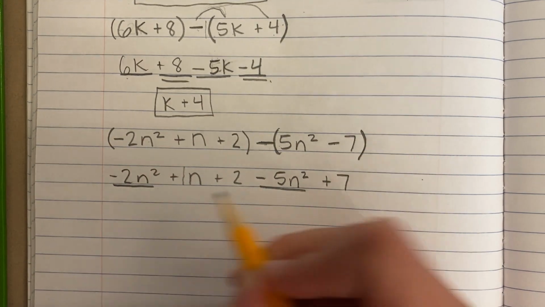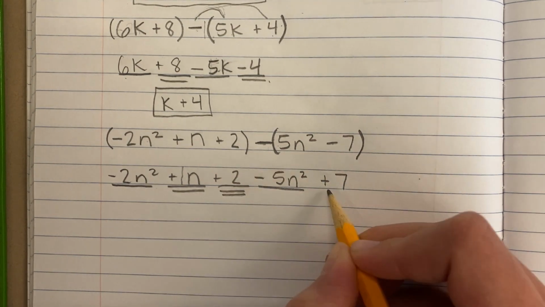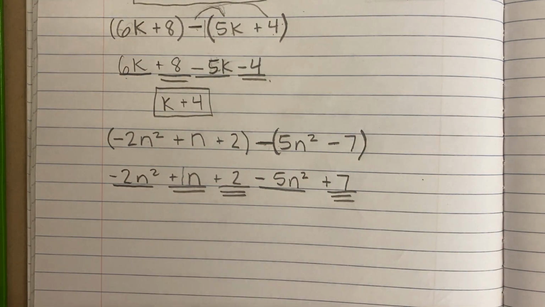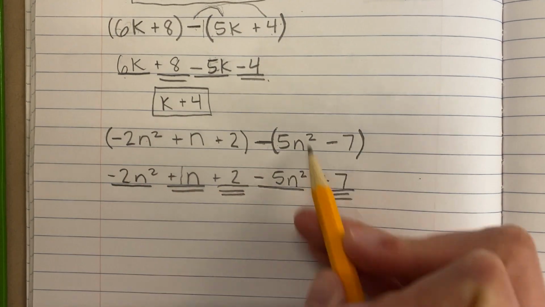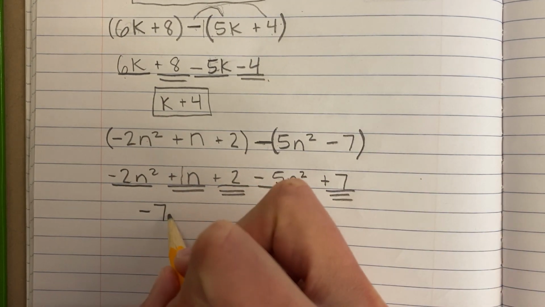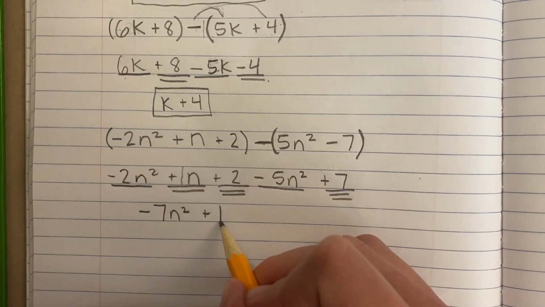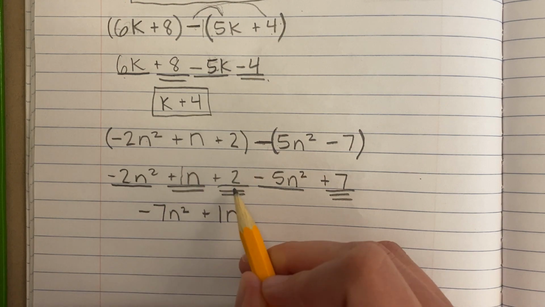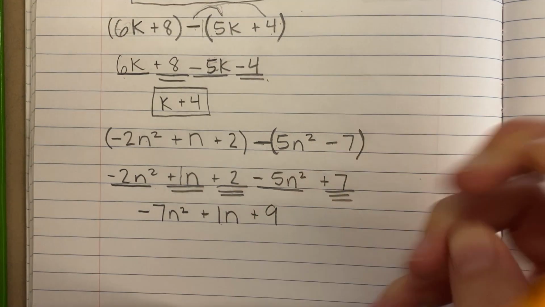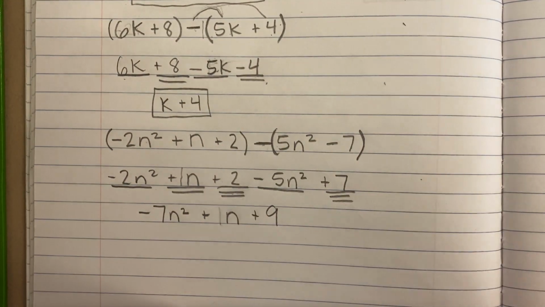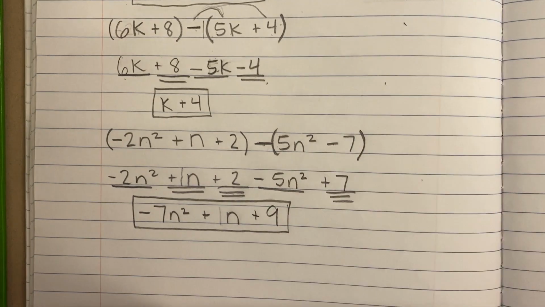Okay, this and this are like terms. This one doesn't have a like term. And these two are like terms. So let's combine. This is -2n squared and -5n squared. So that's 2 negatives, another 5 negatives. That's a total of 7 negatives. Okay. This I'm going to bring down, plus 1n. And then this is 2 plus 7. That's 9. Okay? This n, you can just write it as n, or you can write it as 1n. Either way, and IXL will take it both ways. Okay? Looks like that.